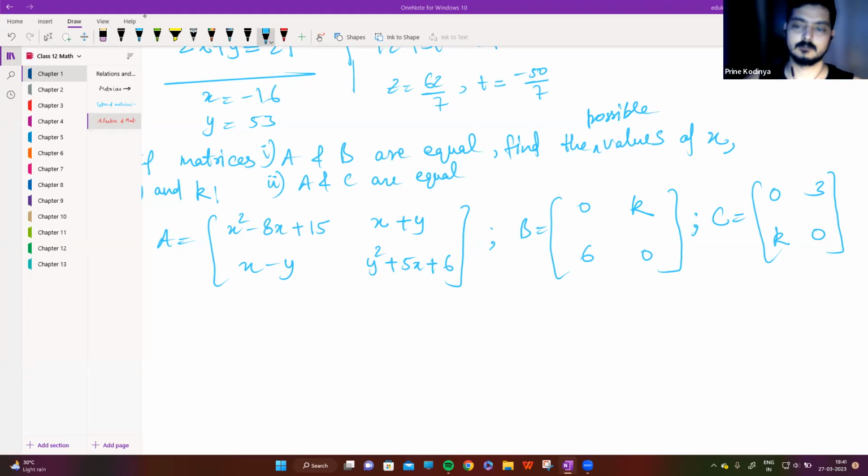Now, the second part is also the same, but the values need to be found out with the help of A and C. In the second part, you are given that A and C are equal. Then you have to find out the values of X, Y, and K. Now try to solve this. This is a good question. You guys can do it, just think about it. First of all, start solving the basics.